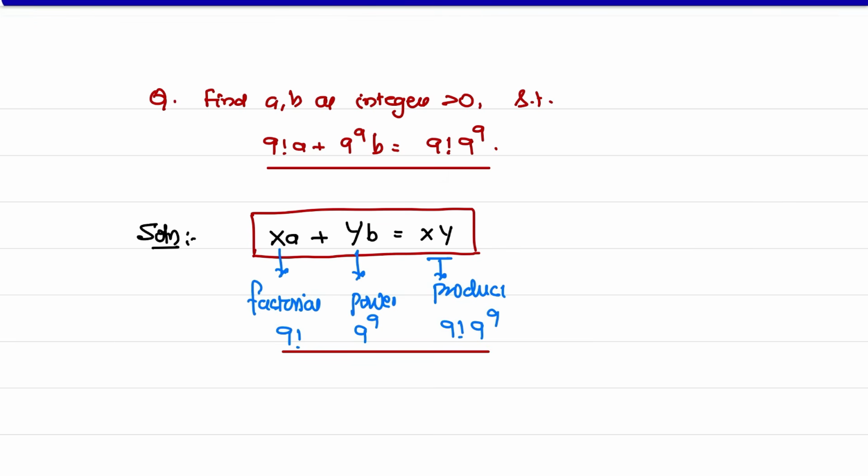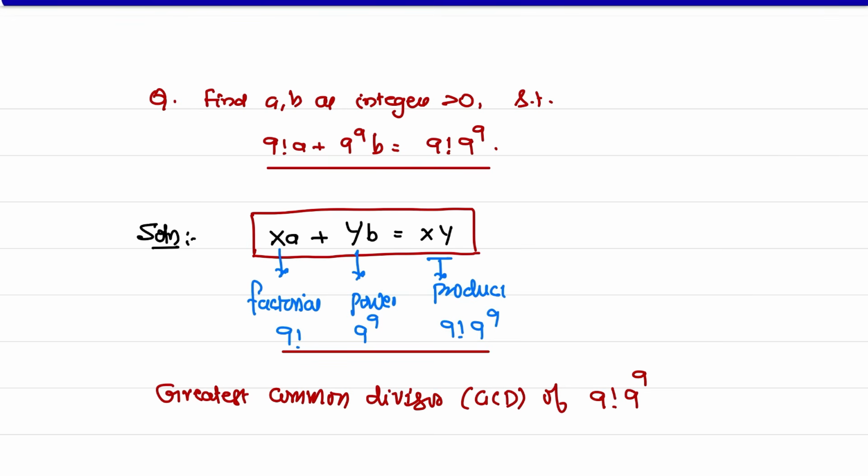can we have a GCD, greatest common divisor, of, let us see whether it can be of any help to us, 9 factorial and 9 to the power of 9? Let us find. If it is any help, let us see. GCD of 9 factorial and 9 to the power of 9 we have to find.